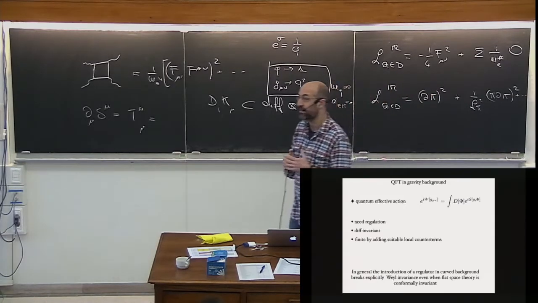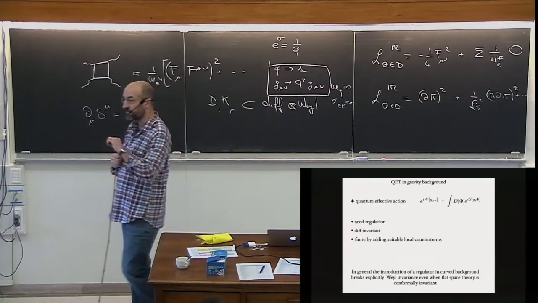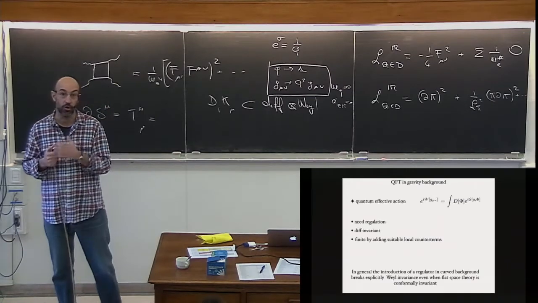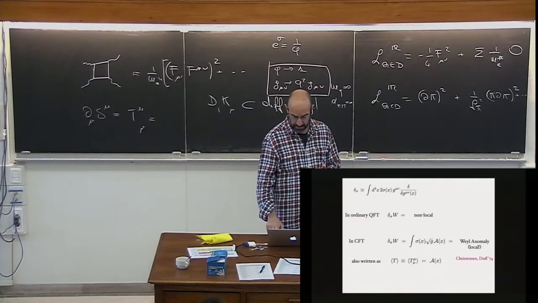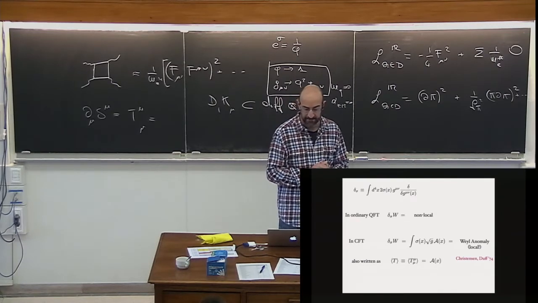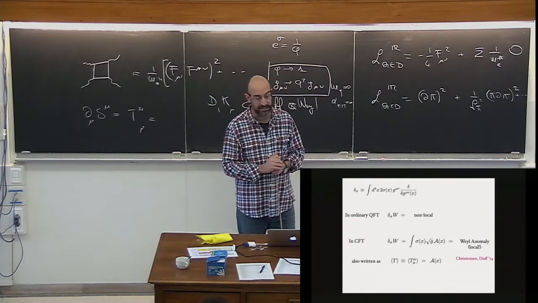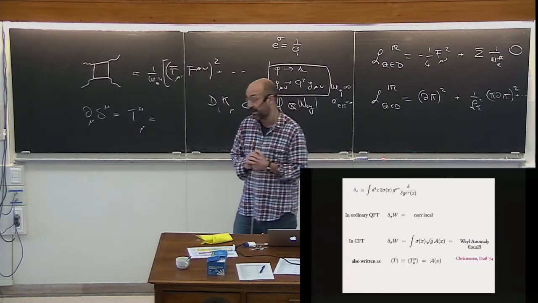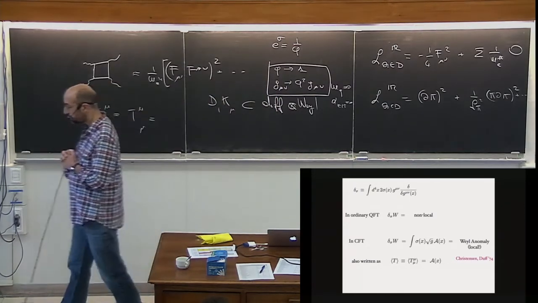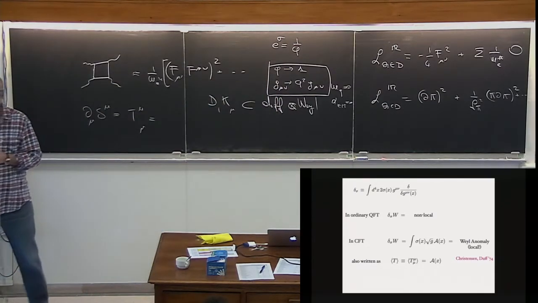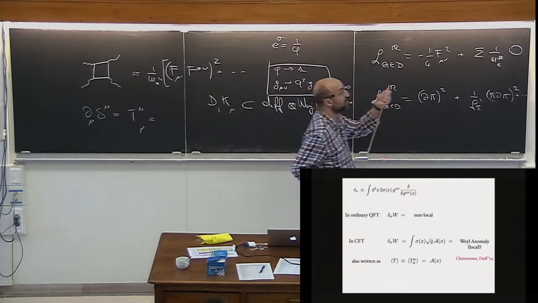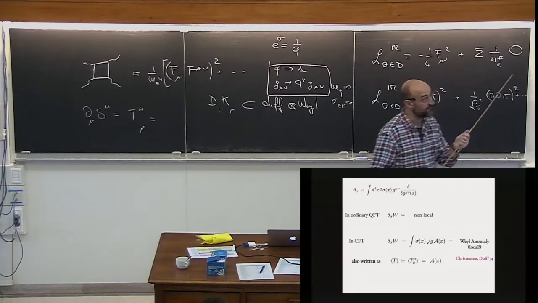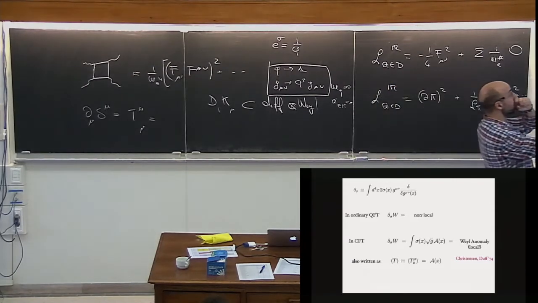So, like in the case of anomalies, all the effects of the breaking will be associated with local terms in the action. So let me say it like this. You have the variation. So the fact that the regulator is not invariant tells you that the action... So now you have a quantum effective action W, which is purely a function of the metric.